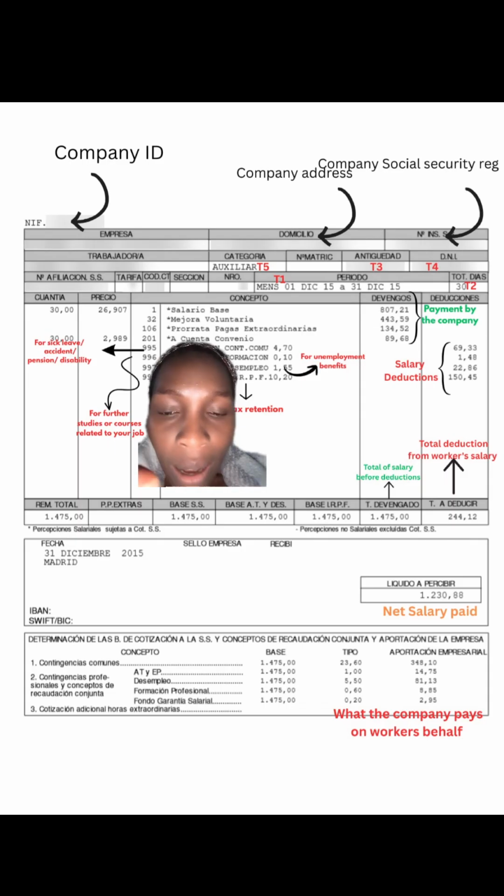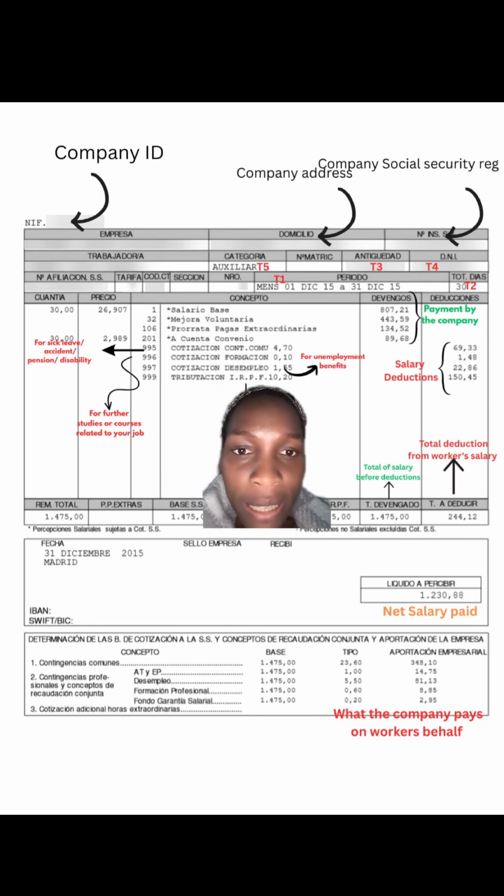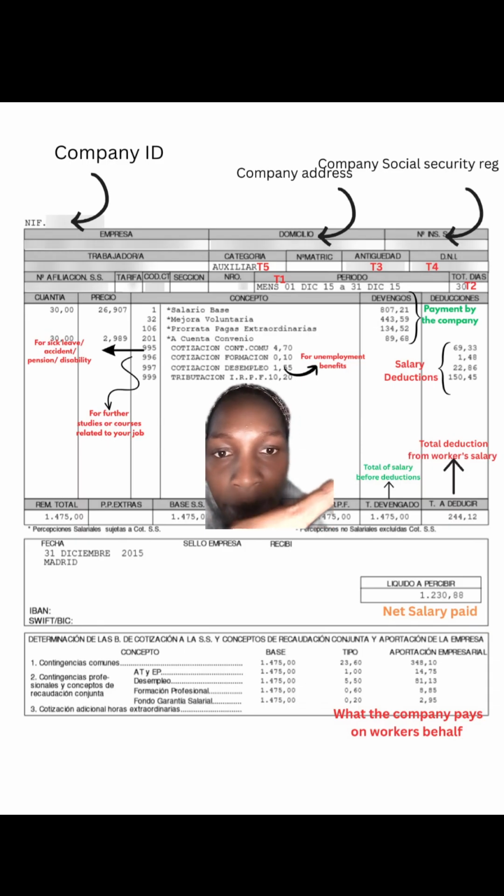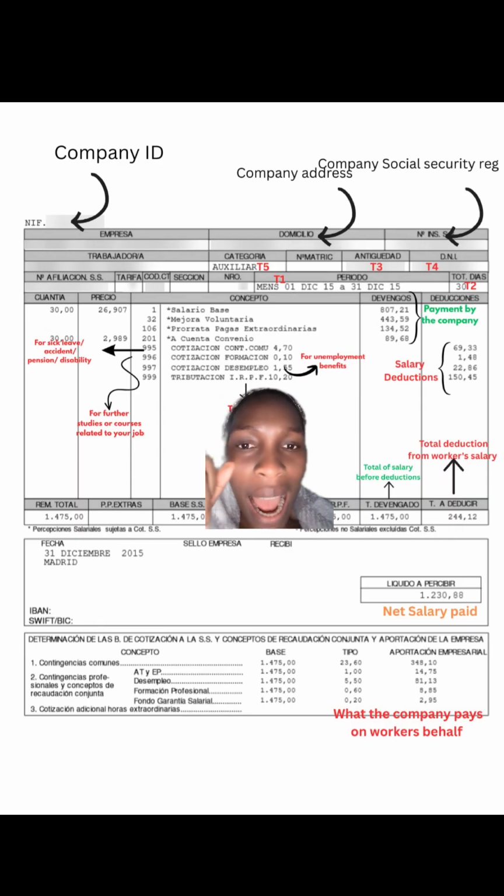So the total devengos, okay, is what is supposed to be paid to you, or what you have earned as a worker with the company. Okay, so that is the total one. And so when you come down, you see the total devengos, which you can see here. I put it there. So that is where we have the 1,475. Okay, so that is the total money you are supposed to receive, but it doesn't mean that's what's going to come into your account, but you're supposed to receive.